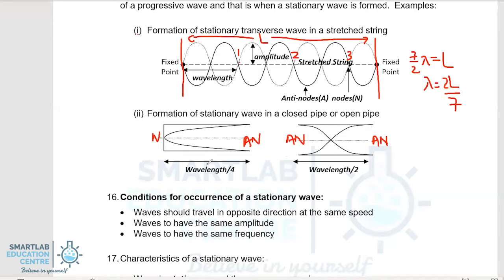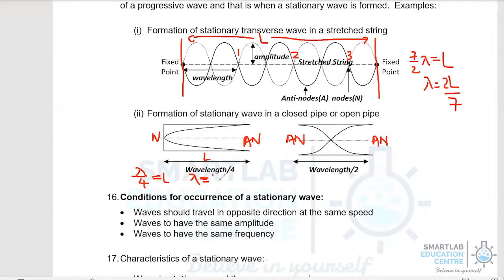Let's take a look at the closed pipe. In the closed pipe here, if the length of the pipe is L, then in this case lambda/4 is equal to L, because from an antinode to a node is 1/4 of a wavelength. So your wavelength is equal to 4L.